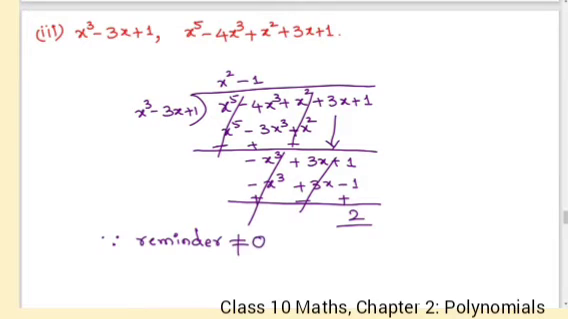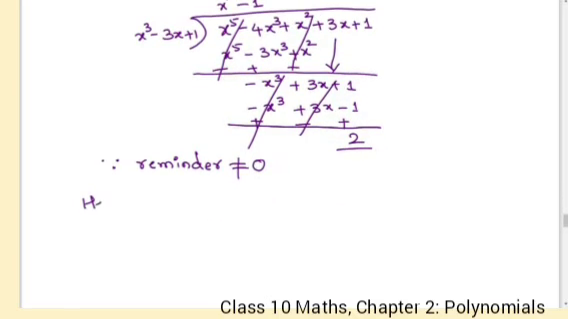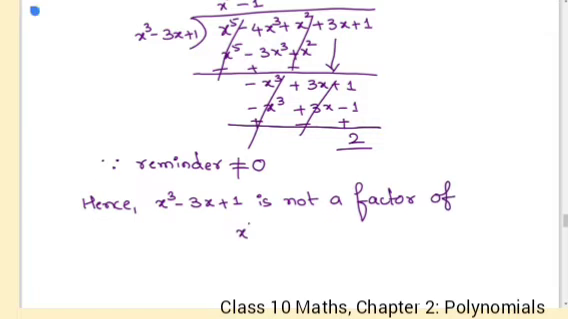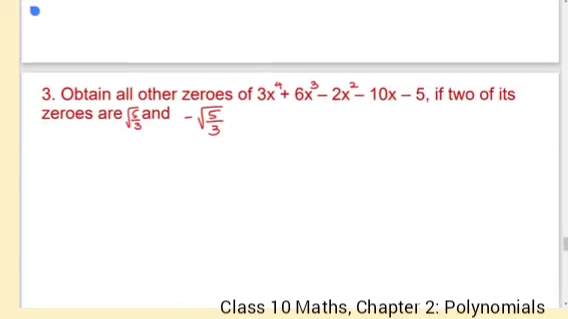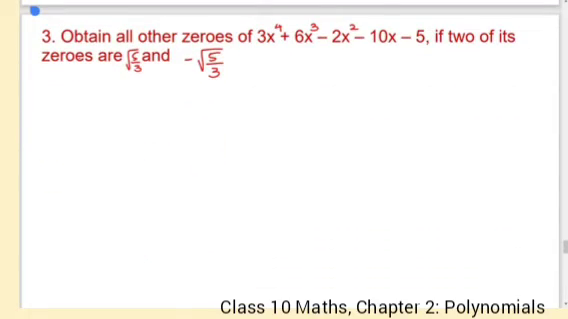Here the remainder is not equal to 0. Hence x cube minus 3x plus 1 is not a factor of the polynomial x raised to 5 minus 4x cube plus x square plus 3x plus 1. If the remainder is 0, then only it is a factor, otherwise it is not a factor.